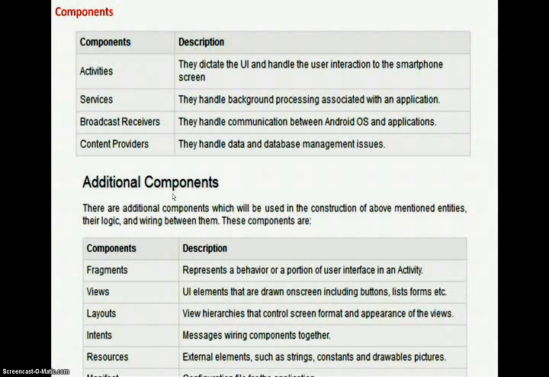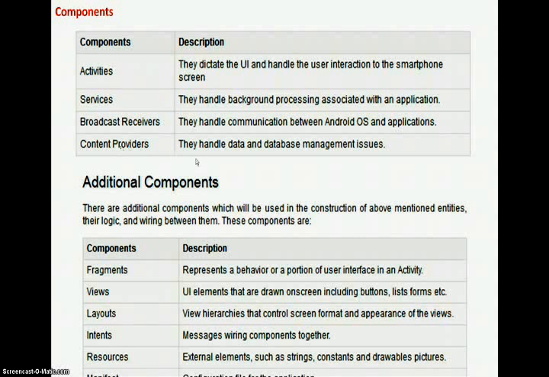Next, we'll see the components of Android. There are four components. First are the activities. Activity is the user interaction that you have on the screen. Service is the background process that your application has. The receiver is the system communication between the OS and the application.